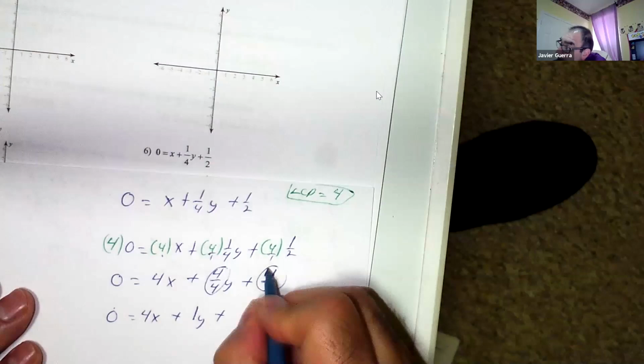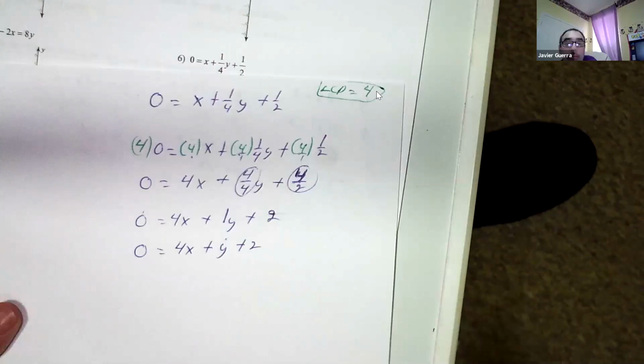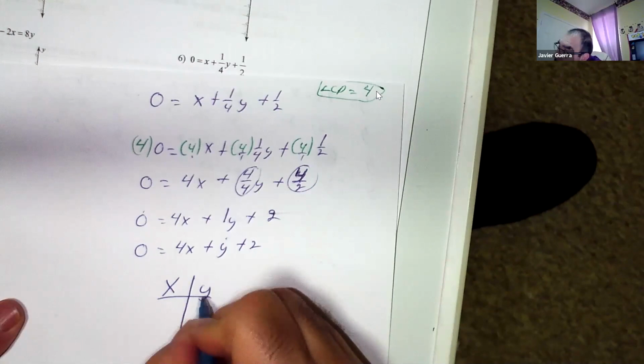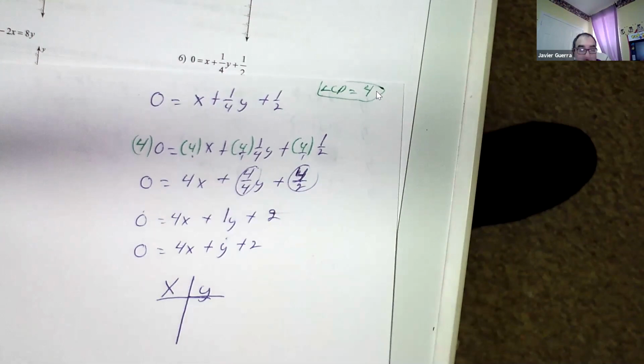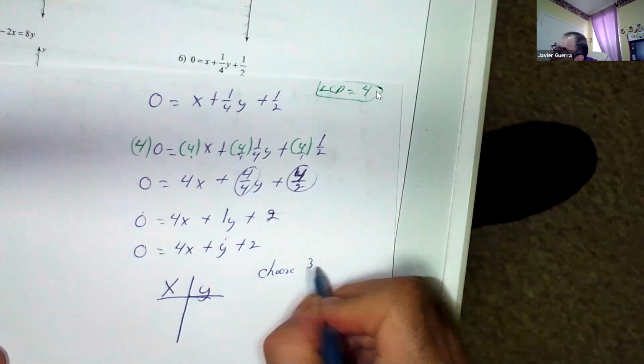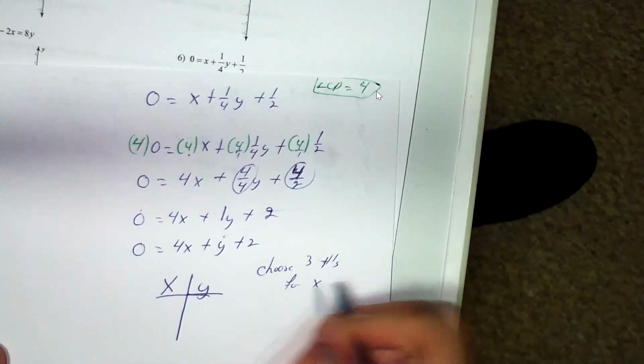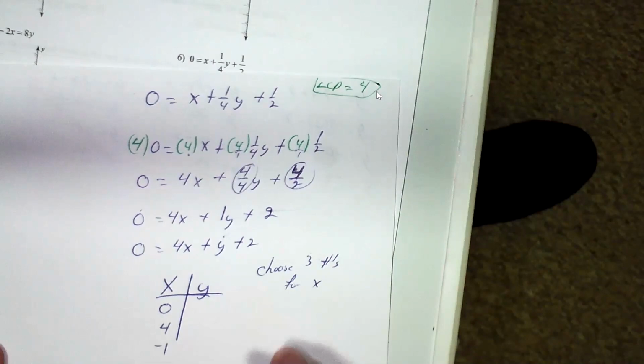And I don't need to simplify it anymore, but you guys are going to help me out. You're going to find me 3 numbers to plug in for my x. What do you want to choose? Zero, 4, and negative 1. Correct. All right, cool.